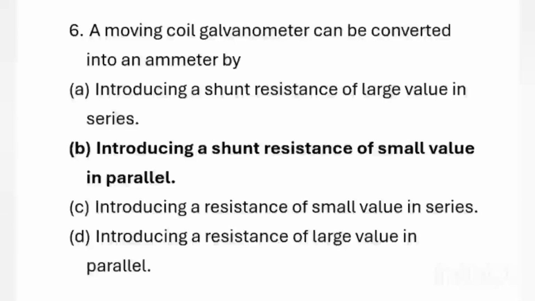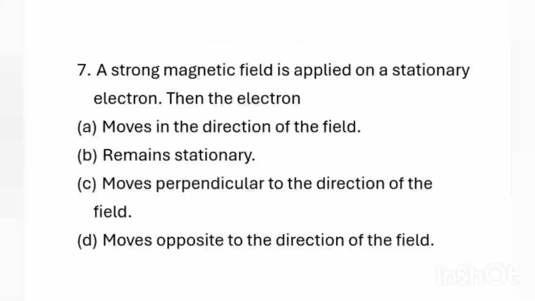Here the correct answer is option B, introducing a shunt resistance of small value in parallel. Question number 7. A strong magnetic field is applied on a stationary electron.